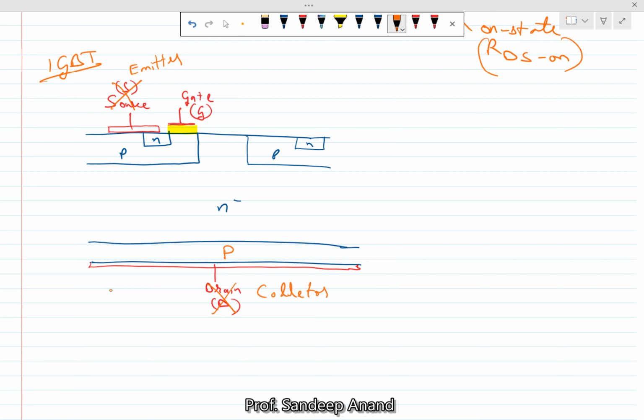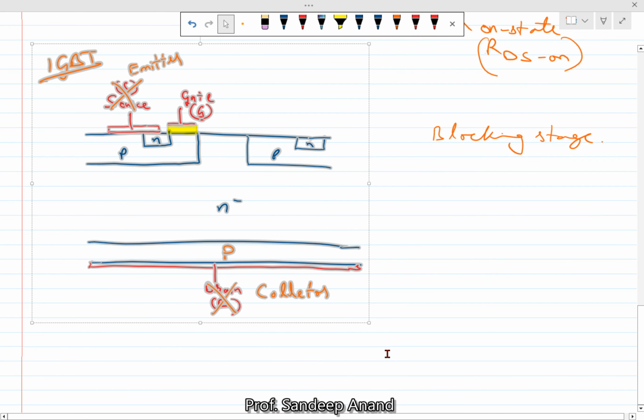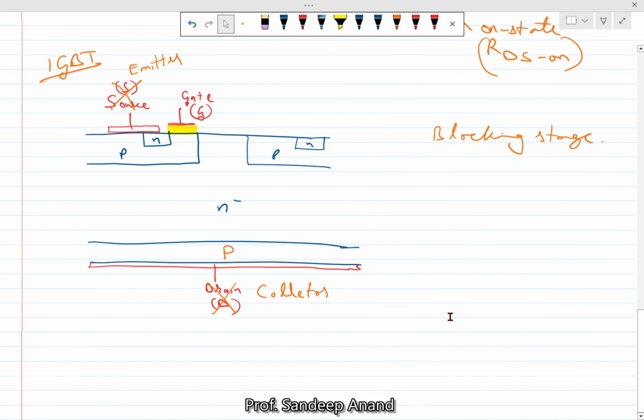So what is the effect of changing this bottom N layer to a P layer, right? How does it help? How does it help in the context of reducing the on-state resistance? All right, let's see it. So let's first talk about the blocking state. In the blocking state, the same thing would happen.